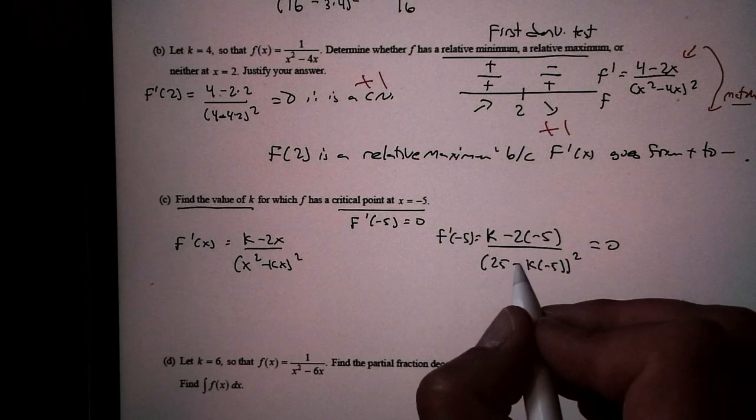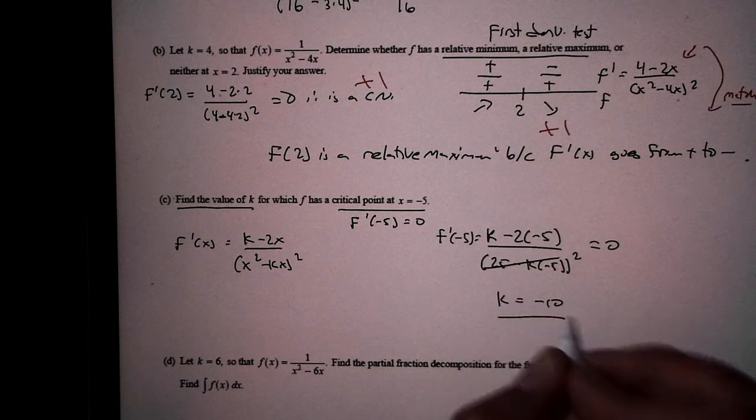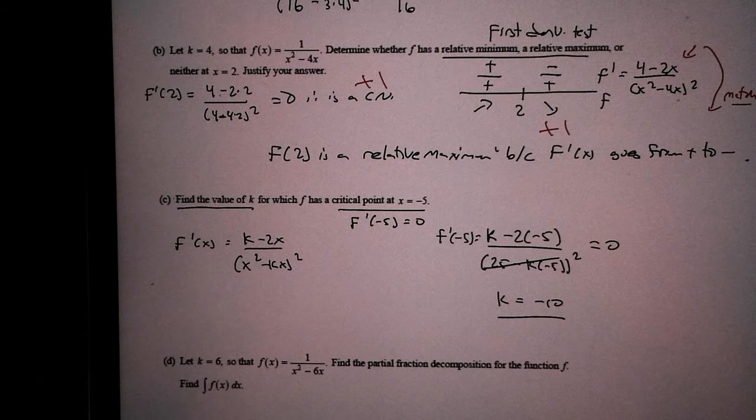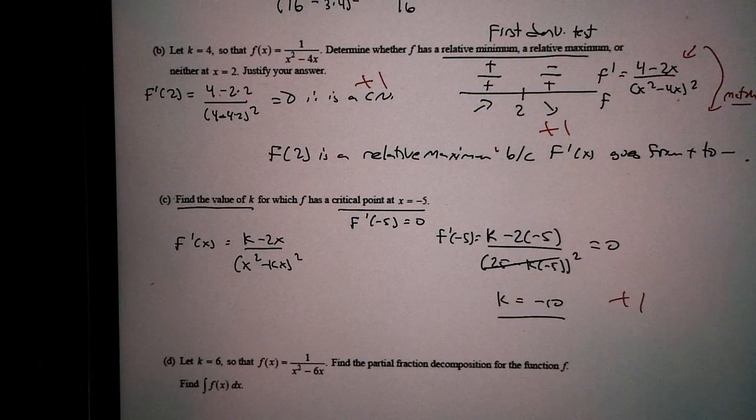I don't really have to worry about the bottom because I'm just going to cross multiply. So what's k going to equal? -10. Doesn't take that long to do that one. Not worth too many points because I'll just plug and chug, really what it is. It's only worth 1 point.